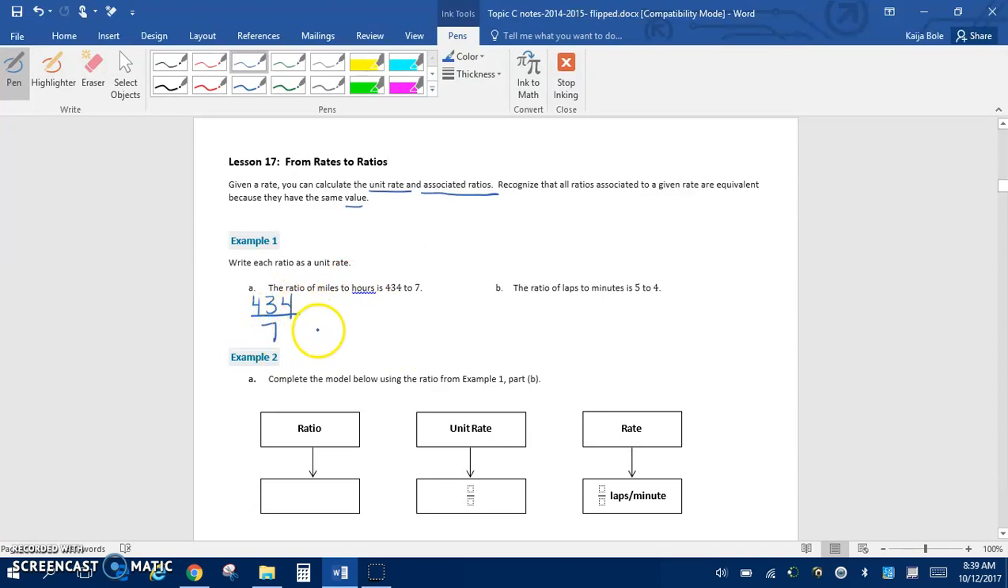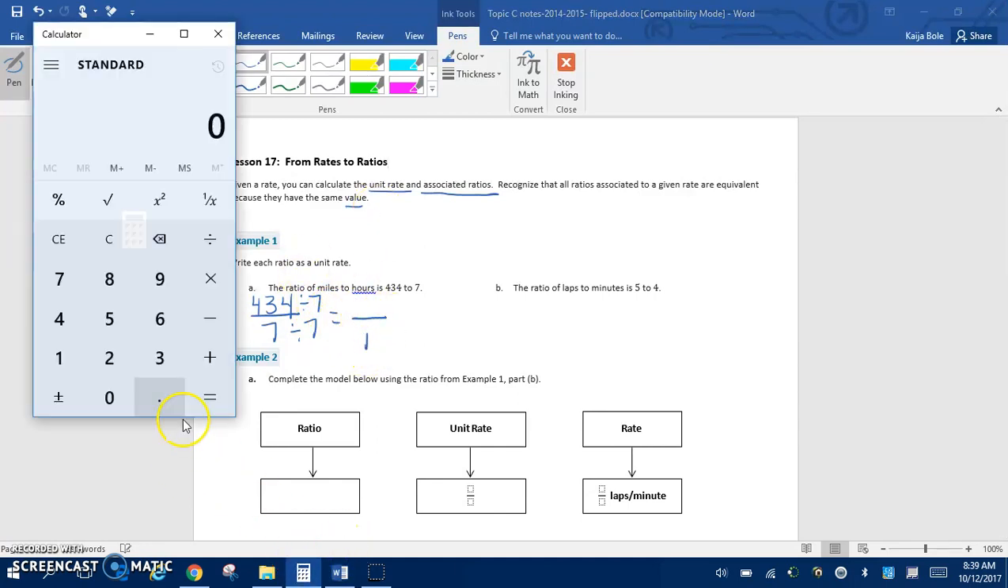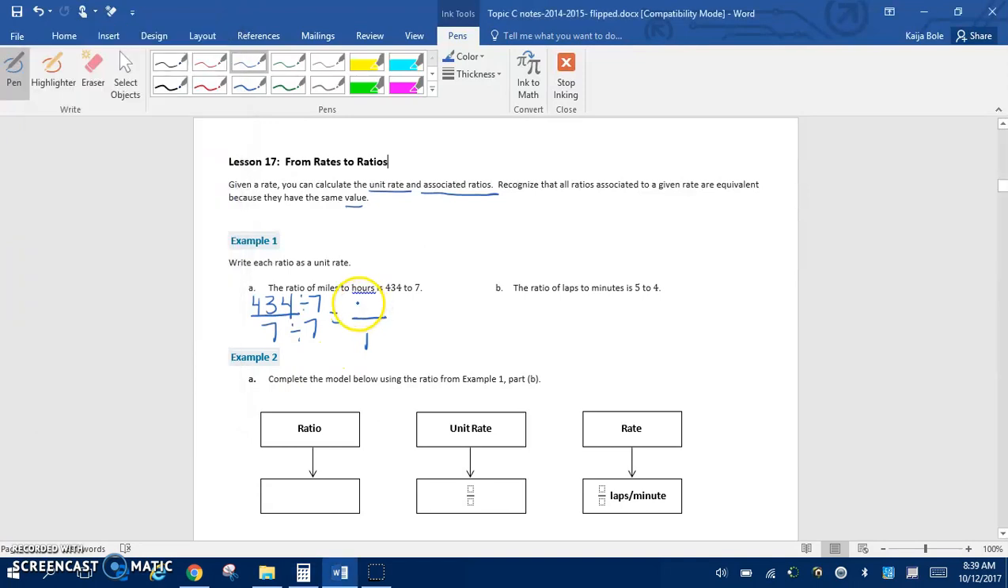And now we're going to try to find the unit rate. So we're going to divide both of these by 7. So we get 1 on the bottom, and 434 divided by 7, you can do it in the calculator, equals 62. So we have 62 over 1, and that's the same thing as saying 62 miles per hour, or mph.